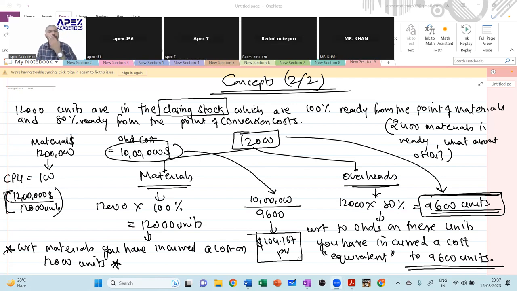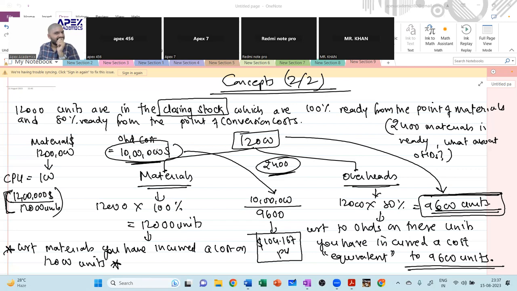So a question here. Yeah, please. So the overhead cost, which you said is around 10 lakh, should be divided by 12,000 per unit? Wrong. How many units did you finish working on equivalently? 9,600. What about the 2,400 that you have not yet worked on? If you have not worked on them, how can you incur a cost for them?